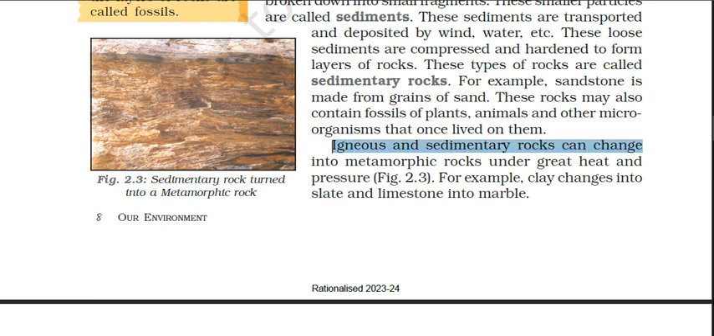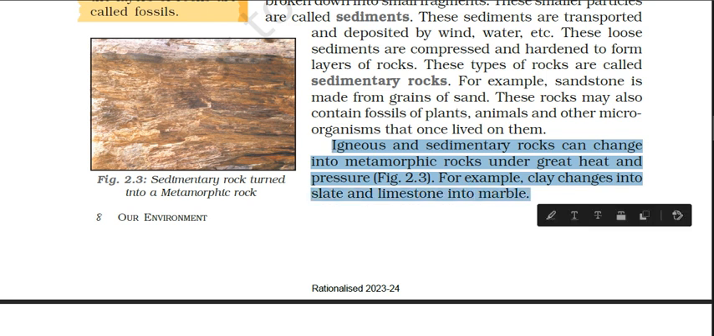Igneous and sedimentary rocks can change into metamorphic rocks under great heat and pressure. For example, clay changes into slate and limestone into marble.